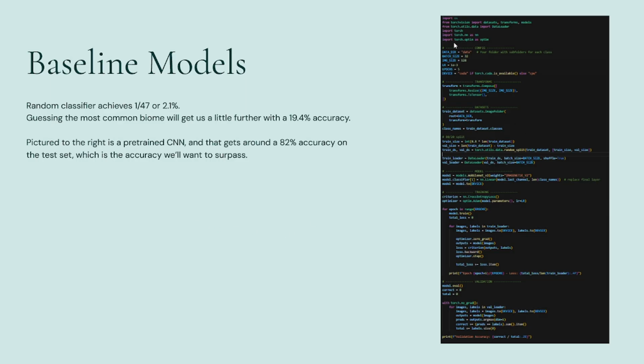And then pictured to the right here is just a pre-trained neural network, and training it on our data set will give us an 82% accuracy. And so that's going to be the number we're looking to surpass.